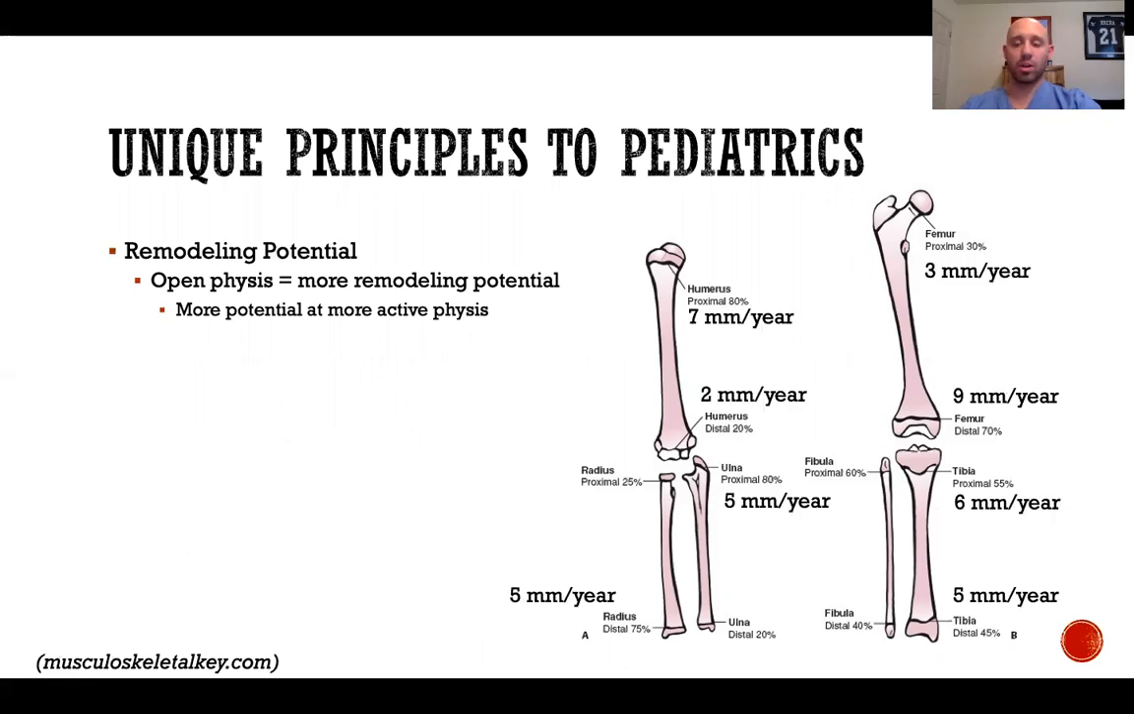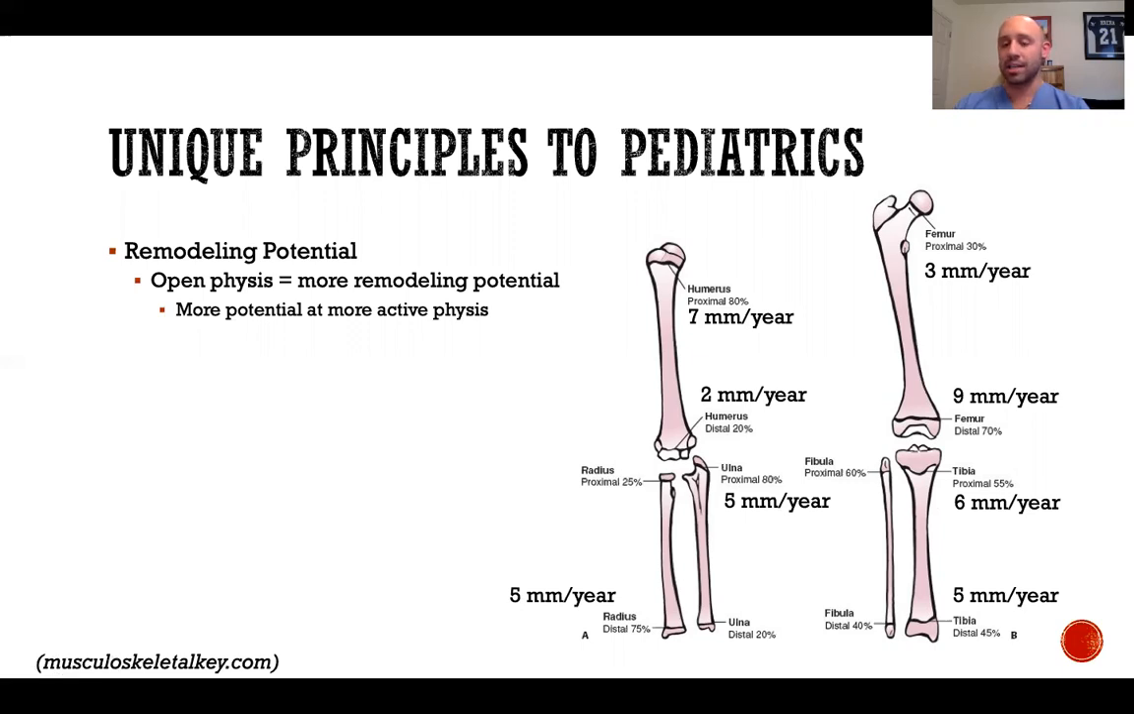You can also think about where the more active physes are by amount of growth per year rather than a percentage. A lot of times we talk about the lower extremity, and we get a bunch of questions on our in-training exam. The distal femur is about 9 millimeters of growth per year, so almost a centimeter per year. The proximal femur is 3 millimeters, proximal tibia is 6, and the distal tibia is 5.